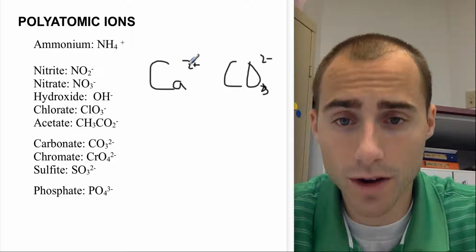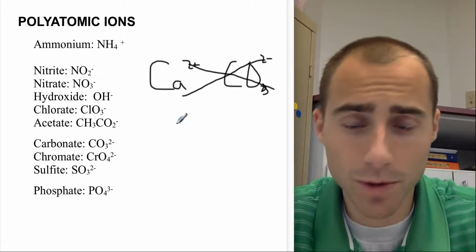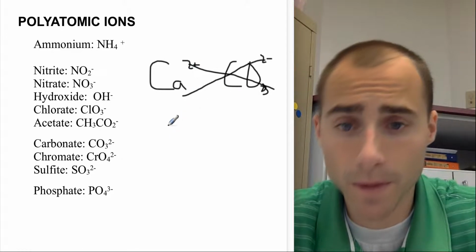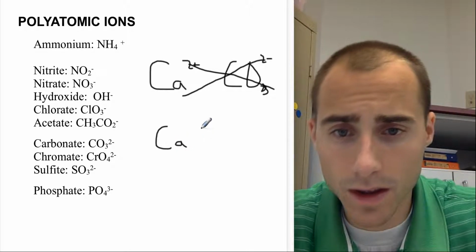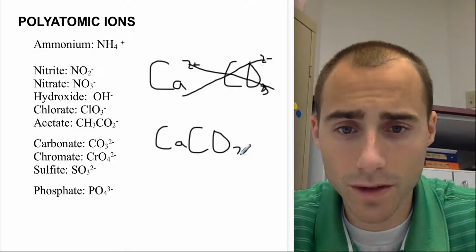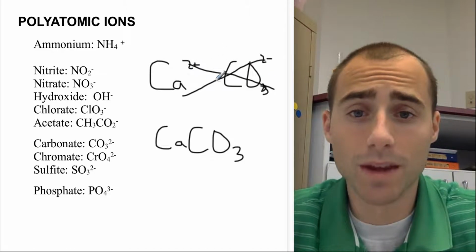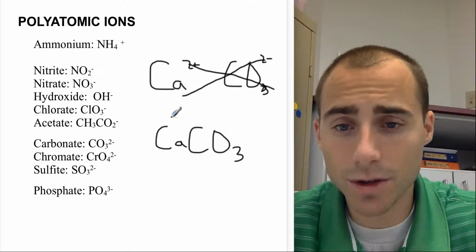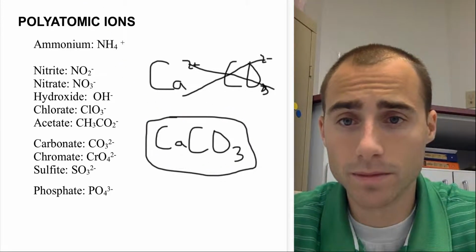So you take this 2 charge and you would put it down here. Take this 2 charge and you would put it down here. They cancel each other out because they're both 2s. So you'd have Ca, CO3. You wouldn't have to add any extra exponents because these are both 2s, so I actually don't have to write them because they're the same number, because they equal each other. So it would just be Ca, CO3, and that would be your final answer for calcium carbonate.